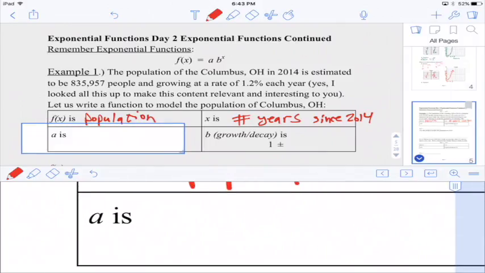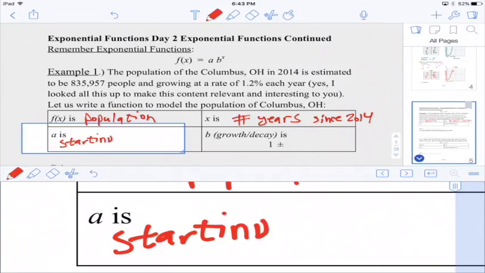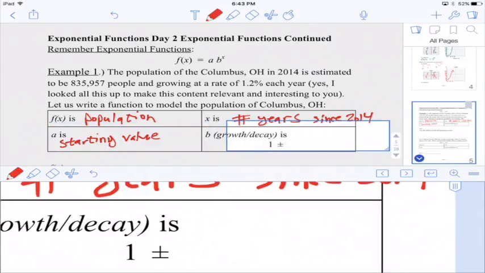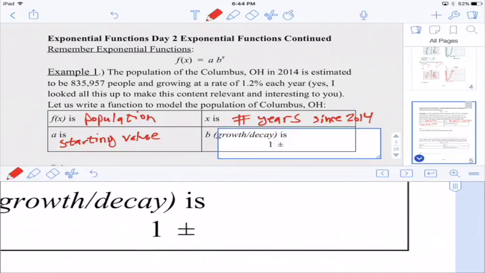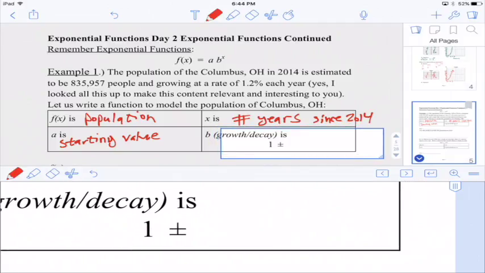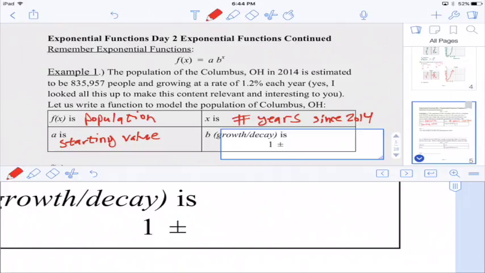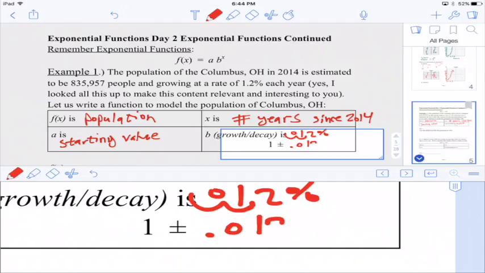A is my starting value. And B is my growth rate. So I had a 1.2% increase. That means I start with 1 and I add 1.2%. Remember, as a percent, we move the decimal 2 places. So I'm adding 1 plus 0.012, right? That's the same as 1.2%.